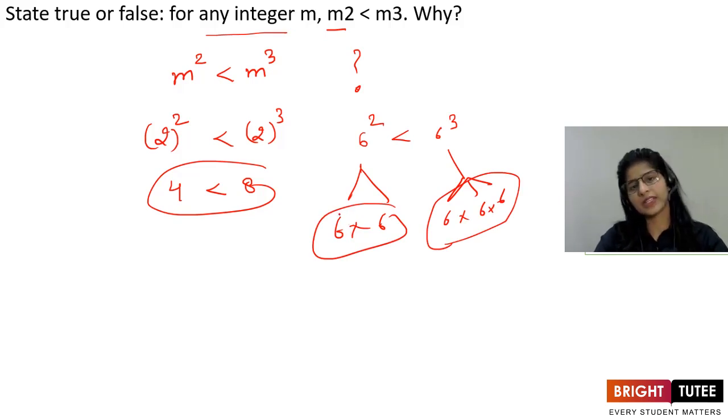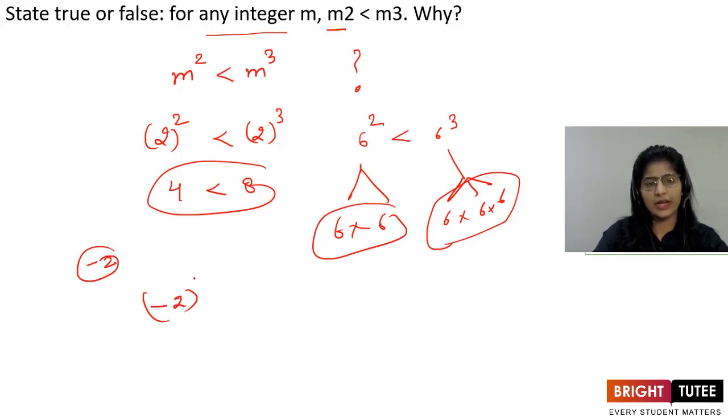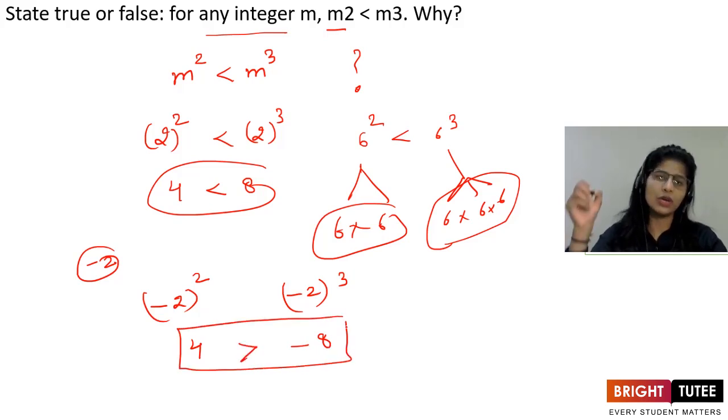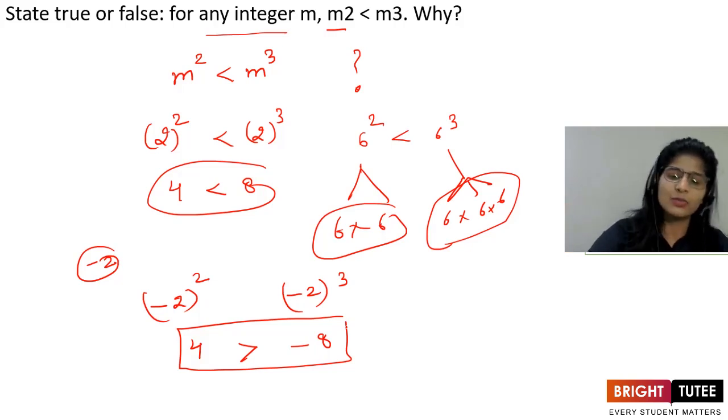What about negative integers? If I take minus 2, minus 2 whole square and minus 2 whole cube. In square this number will become positive, and the cube will be minus 8, but 4 is not less than minus 8, it is greater than this, right? So if we talk of only positive integers, this will be a true statement, but if we take positive as well as negative integers, this is not true for all. It is true only for positive integers. Here it is not mentioned whether these are positive or negative. So for any integer, if they are asking whether m square is less than m cube, the statement is false. Clear? Let's move ahead now.